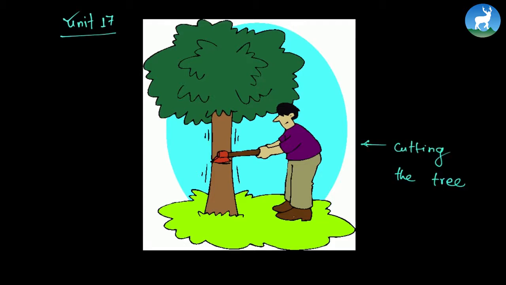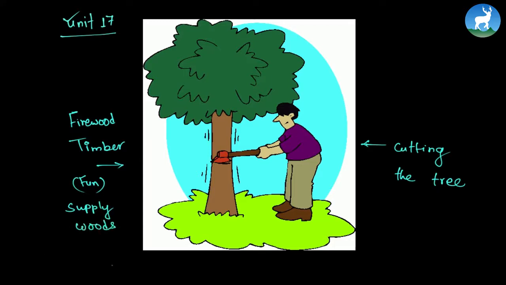Alright, why is he cutting the tree? Maybe he is cutting the tree for firewood. Or maybe he wants to build a house. We can say he's cutting the tree for timber. Or maybe he's cutting the tree just for fun. That could also be possible. Or maybe he's a professional woodcutter who wants to supply wood to the market. So these could be the probable reasons.